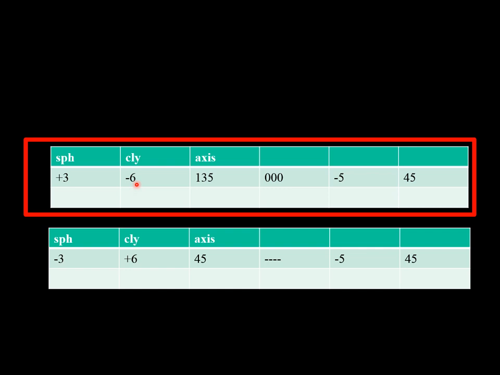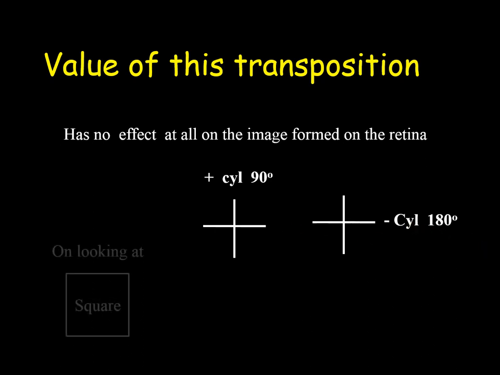So we prefer to make the cylinder sign the same on both sides, so that the optician, when making the glasses, will not mistake the signs. So we make a transposition of either the right or left eye simply to get the cylinder on each side of the same sign. The transposition has no effect on the image formed on the retina at all. So either we have a plus cylinder axis 90 degrees or a minus cylinder axis 180 degrees, both are the same for the eye.